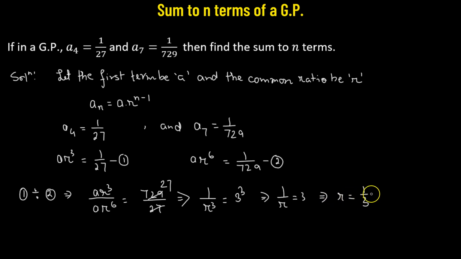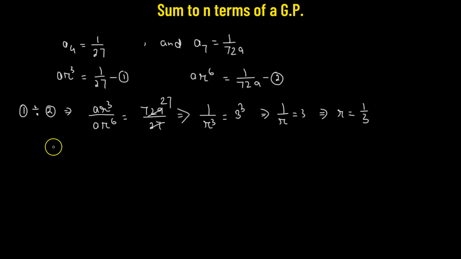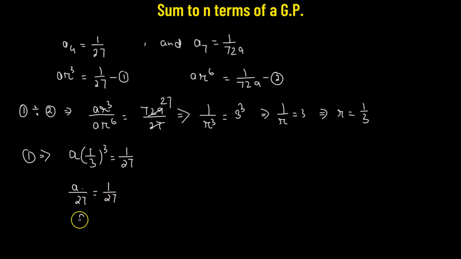Now using equation 1 or 2, since we have the common ratio, we can obtain the value of our first term. Let's use equation number 1. From equation number 1, we have a times r cubed. So r cubed will be 1 over 3 whole cubed, equals 1 over 27. So we have a multiplied by 1 over 27 equals 1 over 27, which gives us the first term equals 1.